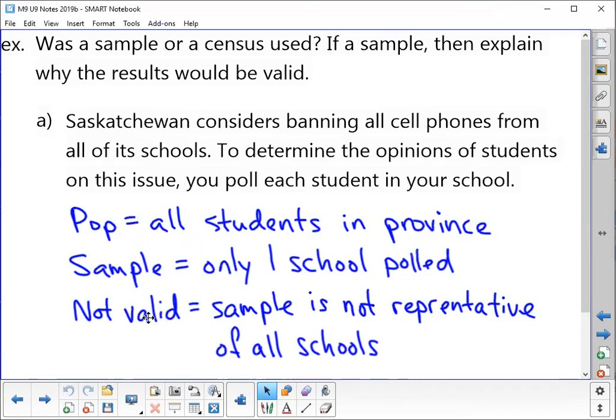So, what if your school was a K-4 elementary and you said all cell phones will be banned? Well, none of those kids probably have cell phones, so they won't care. And the parents would be very happy. Yeah. So it's not going to reflect the reality for a grade 9 to 12 school. So you have to be careful of that.